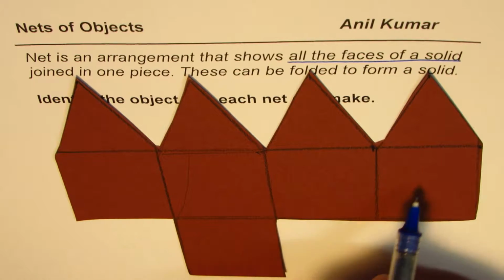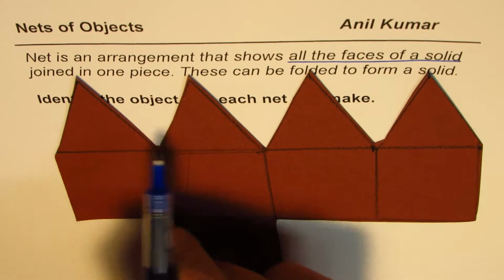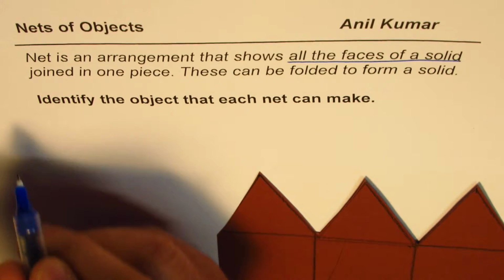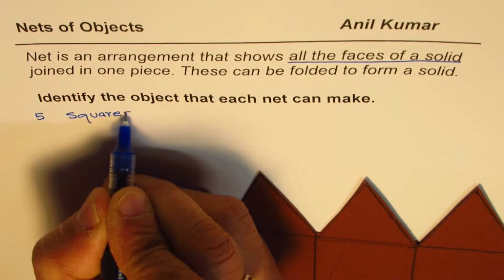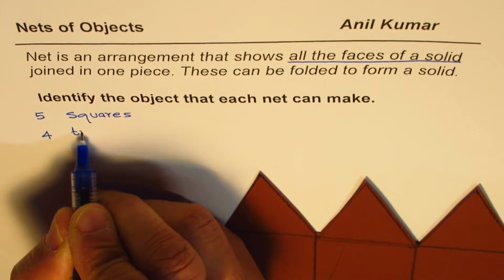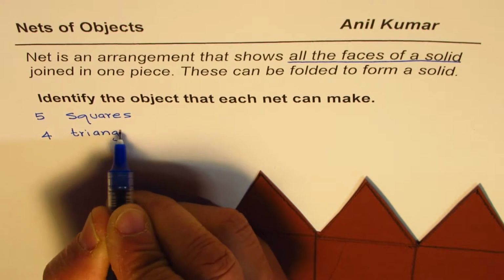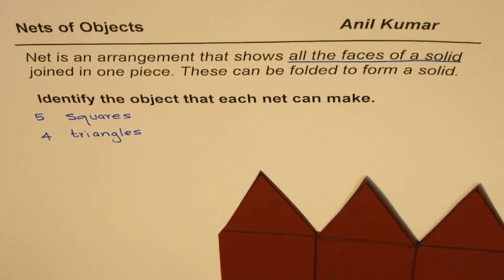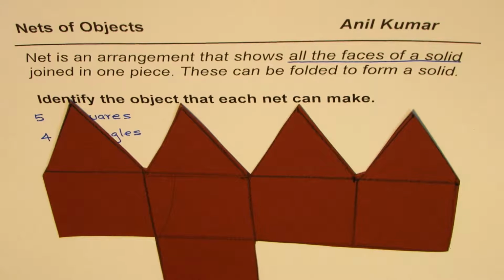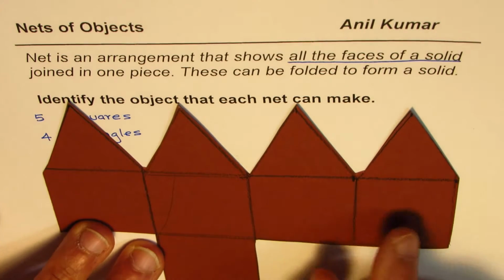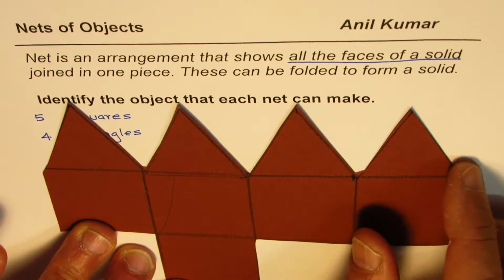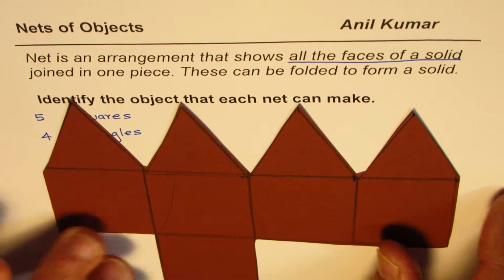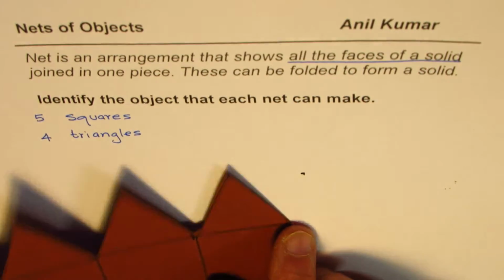So we have 1, 2, 3, 4, 5 squares, and 1, 2, 3, 4 triangles. So what we have here is 5 squares and 4 triangles. Right, so that is the kind of faces which we have. So it is a combination of a box which we can make with this, topped with these triangles, right? So what I will do here is just fold and make the shape. Let's try to do that.